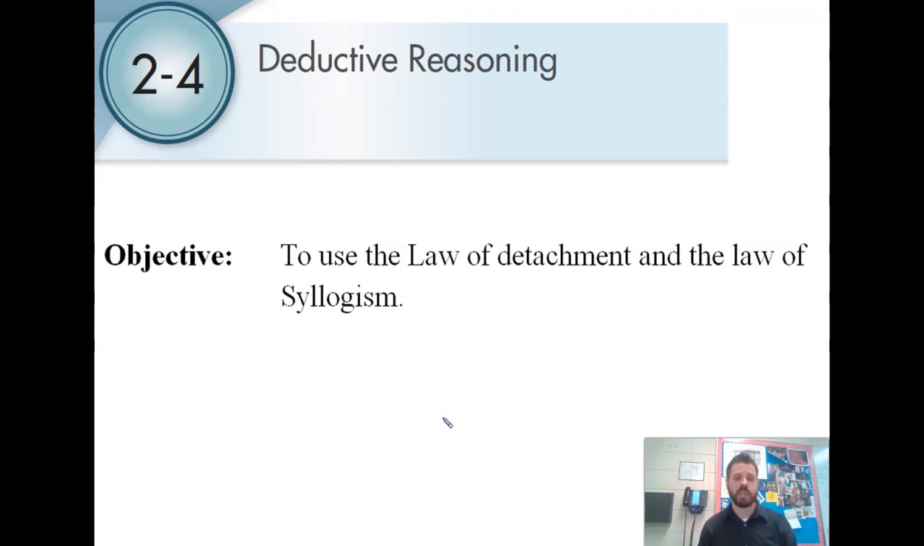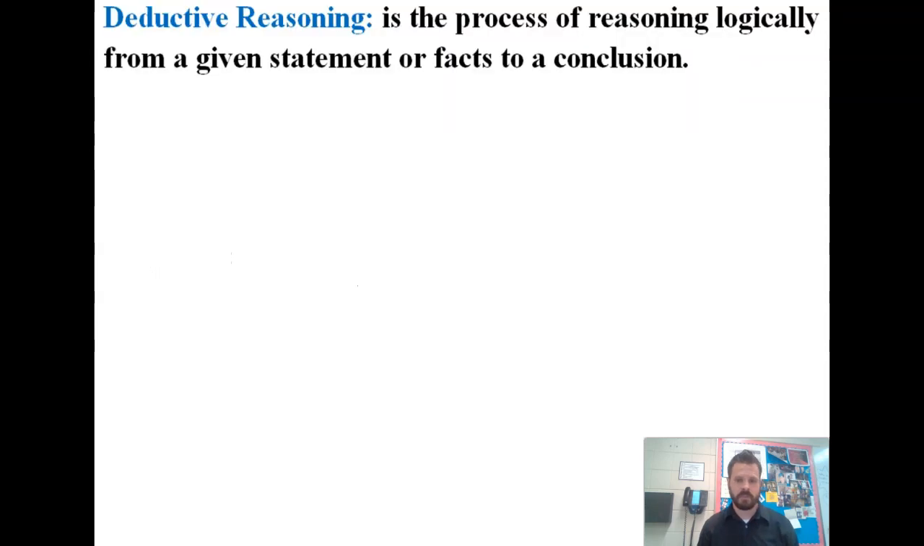Today we're continuing our chapter on logic and reasoning. For 2.4, we've got a quick section on deductive reasoning, objective to use the law of detachment and the law of syllogism. We'll explain what all that means as we go through here. First up, deductive reasoning is the process of reasoning logically from given statements or facts to a conclusion. Today we're going to give you certain facts, certain conditional statements, and we'll come up with conclusions based on the way we can chain those together.